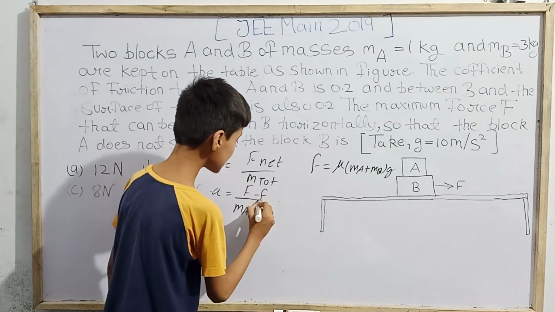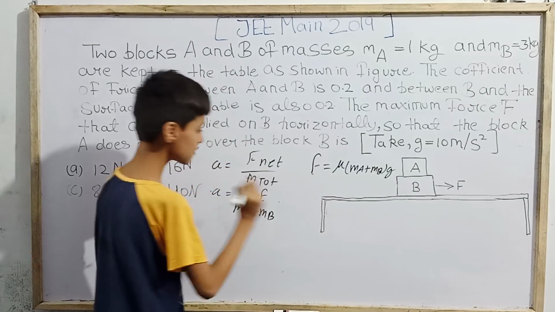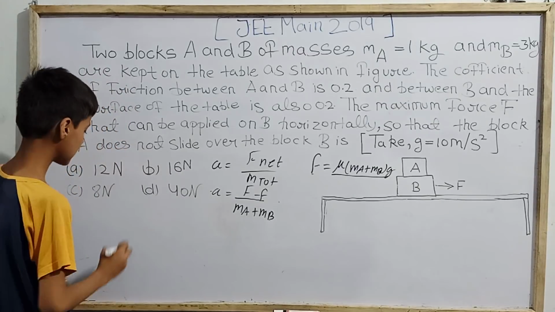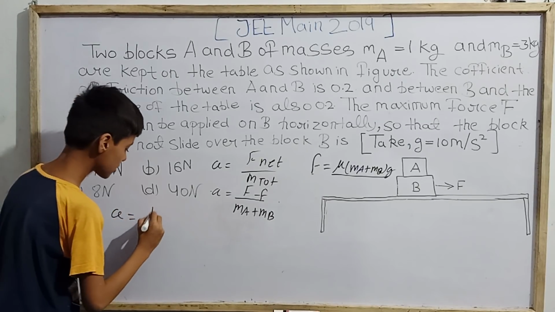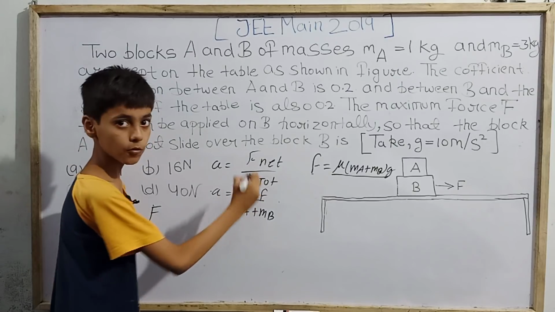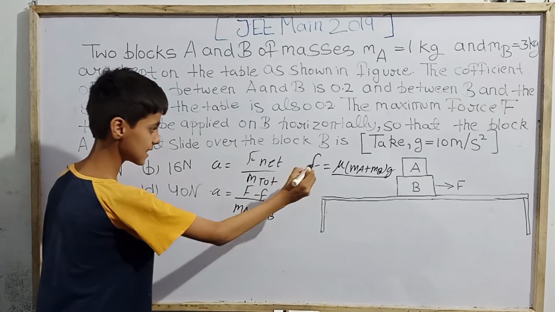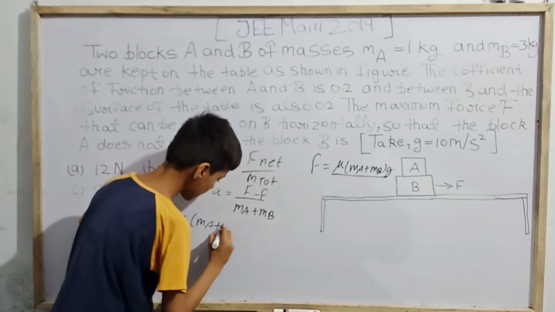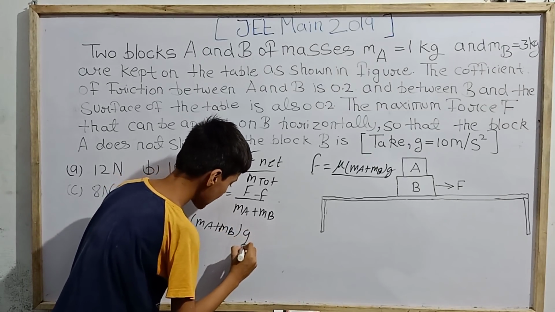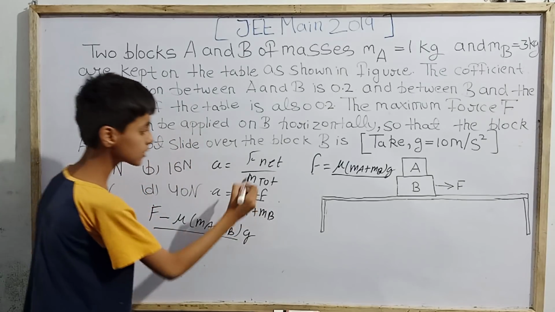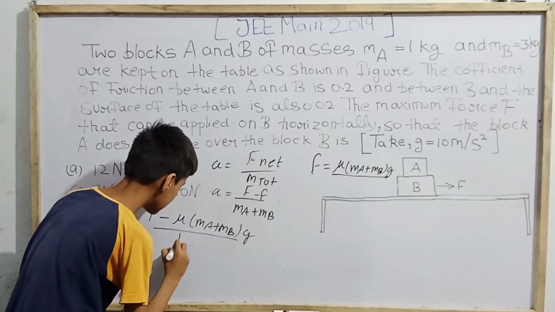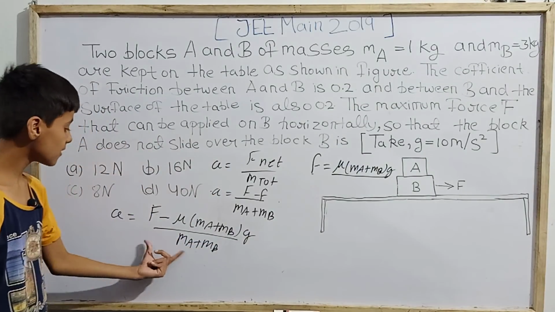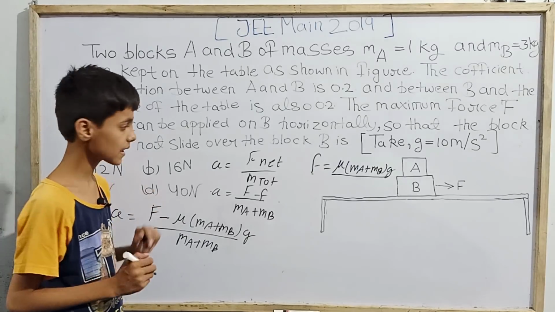So now in place of this F in this formula, we can put this equation. So we can write A equals F, the external force which we are applying, minus mu times (mA plus mB, the mass of B) times g, divided by the total mass, mA plus mB. So much we have solved. Now only some values we have to put.